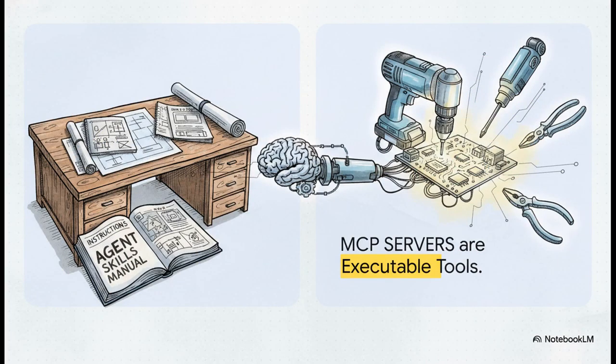Think of it this way. The AI model is the brain, and the AI harness is the body. Agent skills? Those are just the instruction manuals sitting on the desk. But MCP servers are the power tools. Your AI can read manuals all day long, but with MCP servers, it can actually pick up a drill and start building the whole shebang.